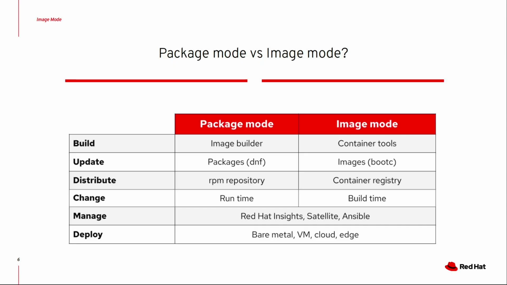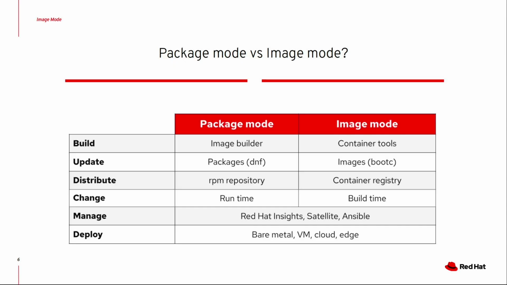Again, from a distribution perspective, with package mode (RPMs) and image mode, you're going to actually deploy the image from some sort of registry. You make your changes in package mode at runtime. For image mode, it's build time. So all of your ability to make changes for the core image is going to happen during your build time. And then you can manage and deploy with all of the tried and true Red Hat tooling.